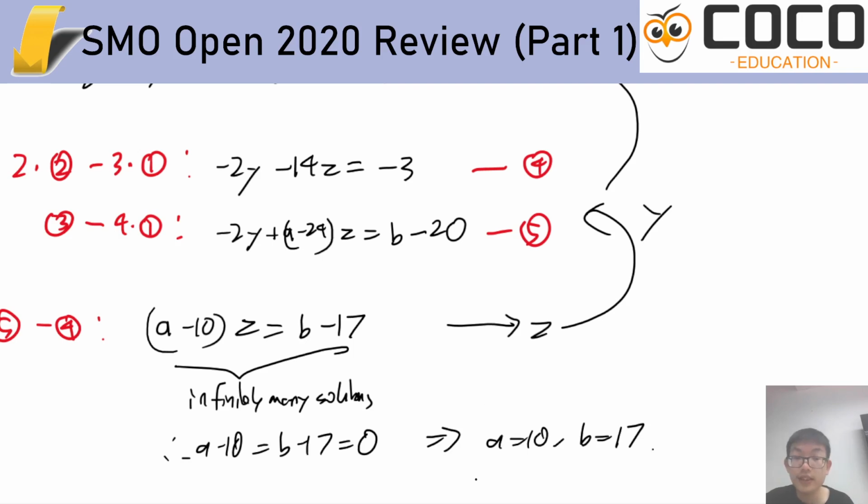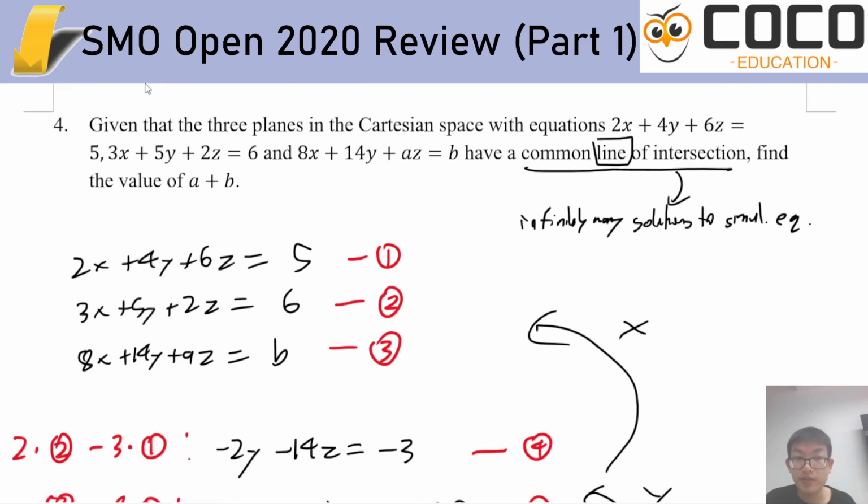Okay, and so our answer, the question is asking you for a plus b is 27.